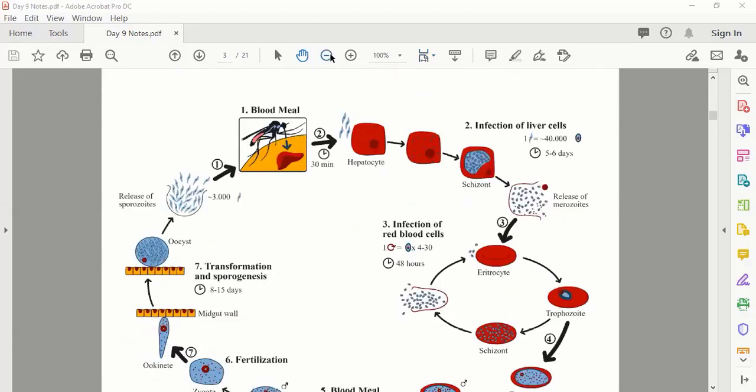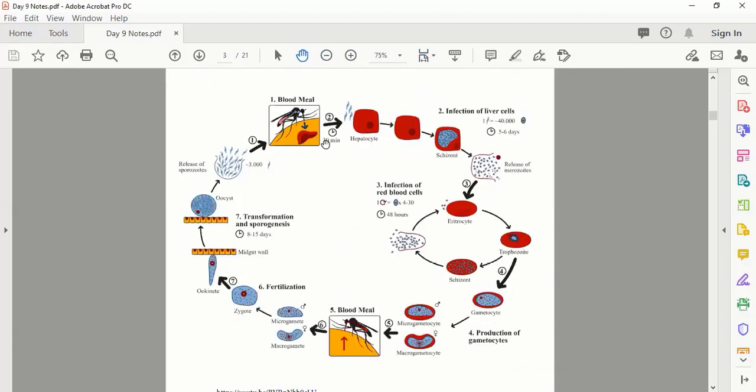For example, this one, again they're saying that this is the blood meal for the plasmodium. So here the plasmodium goes to the mosquito, then it goes to the human. Then again it goes to the bloodstream and affects the red blood cells.